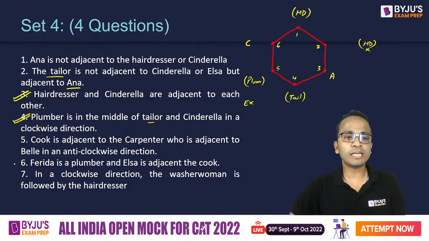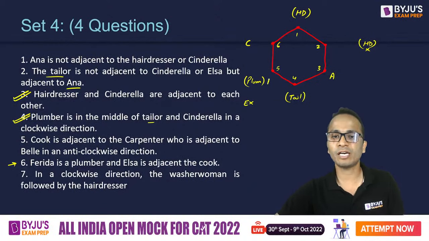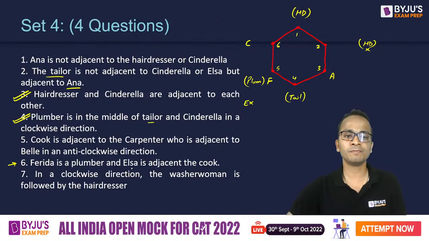F. So statement number 6, F is a plumber. So plumber is F. I'll put it here at chair number 5. And Elsa is adjacent to cook. Elsa cook के adjacent है. I don't know about Elsa. I don't know about cook. I'll leave this statement. Okay.